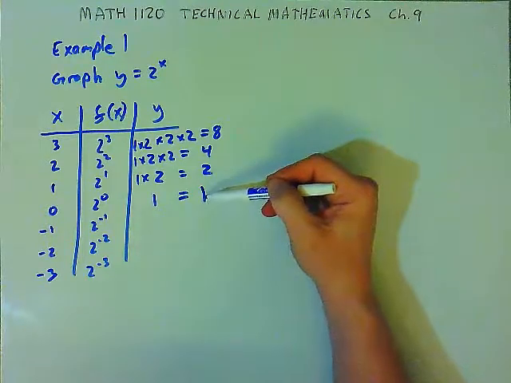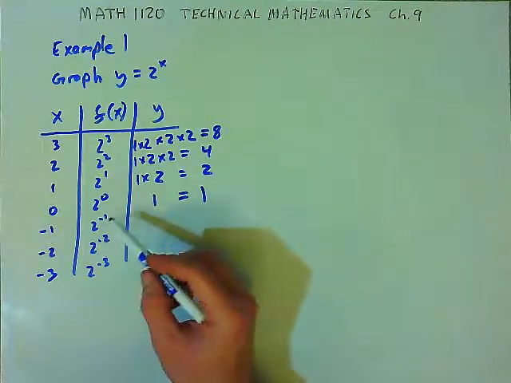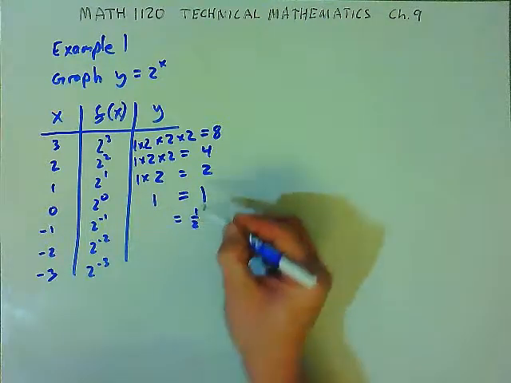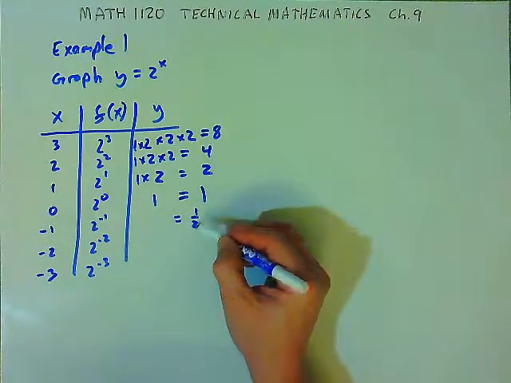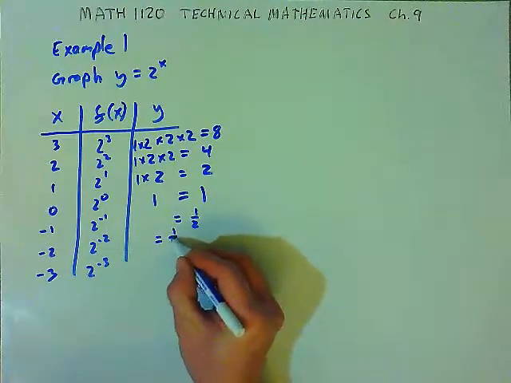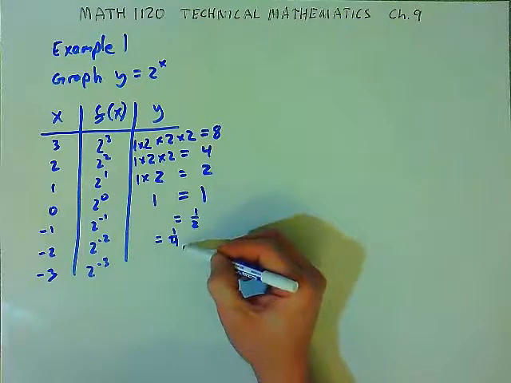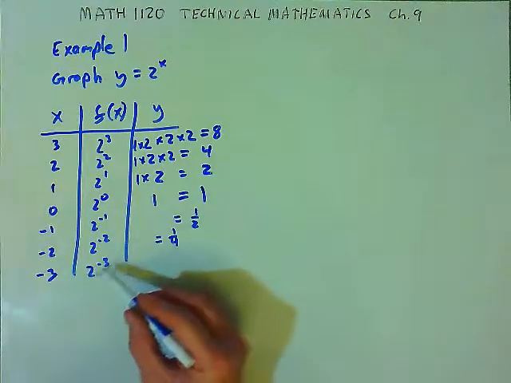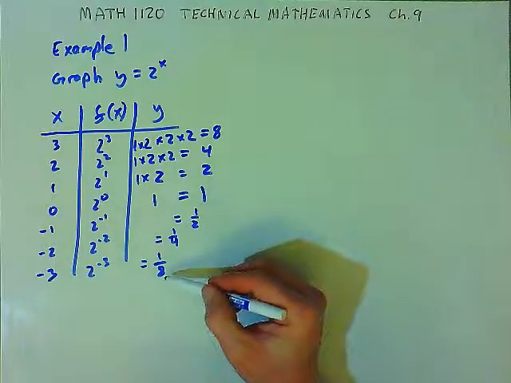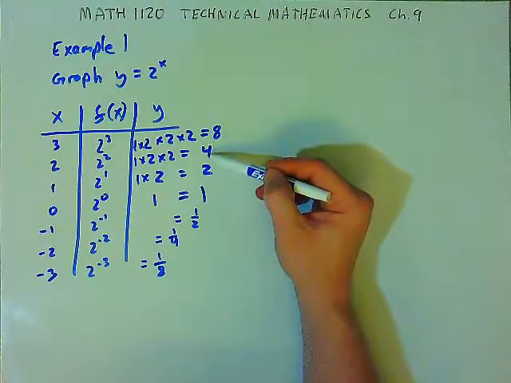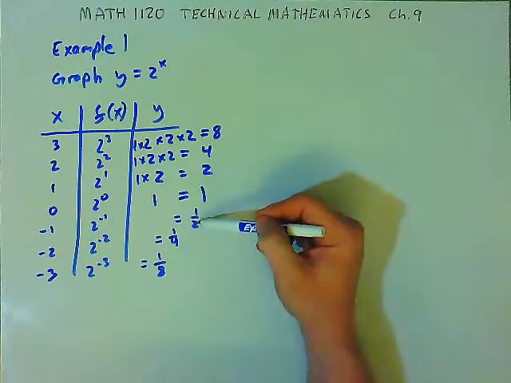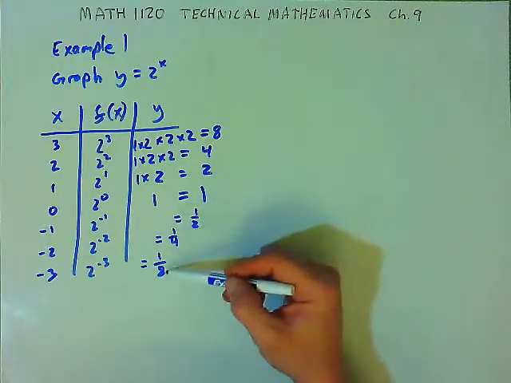And so if we continue this pattern on, 2 to the negative 1 power must be 1 half, because 1 divided by 2 is 1 half. And 2 to the negative 2 power is going to be 1/4, because again 1 half divided by 2 is 1/4. And 2 to the negative third must be 1/8. Again, just following the pattern. So again, 8 divided by 2 is 4, divided by 2 is 2, divided by 2 is 1, divided by 2 is 1 half, divided by 2 is 1/4, and divided by 2 is 1/8.